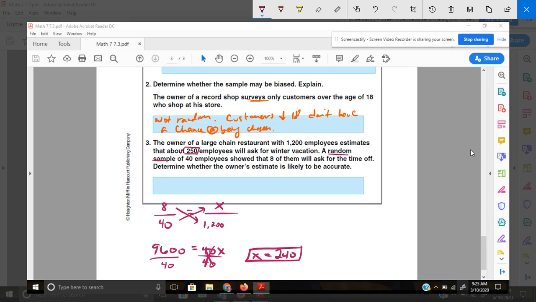So is the owner's estimate likely to be accurate? Yes, it is. 240 and 250 are really close together, so that's a good estimation by the owner.